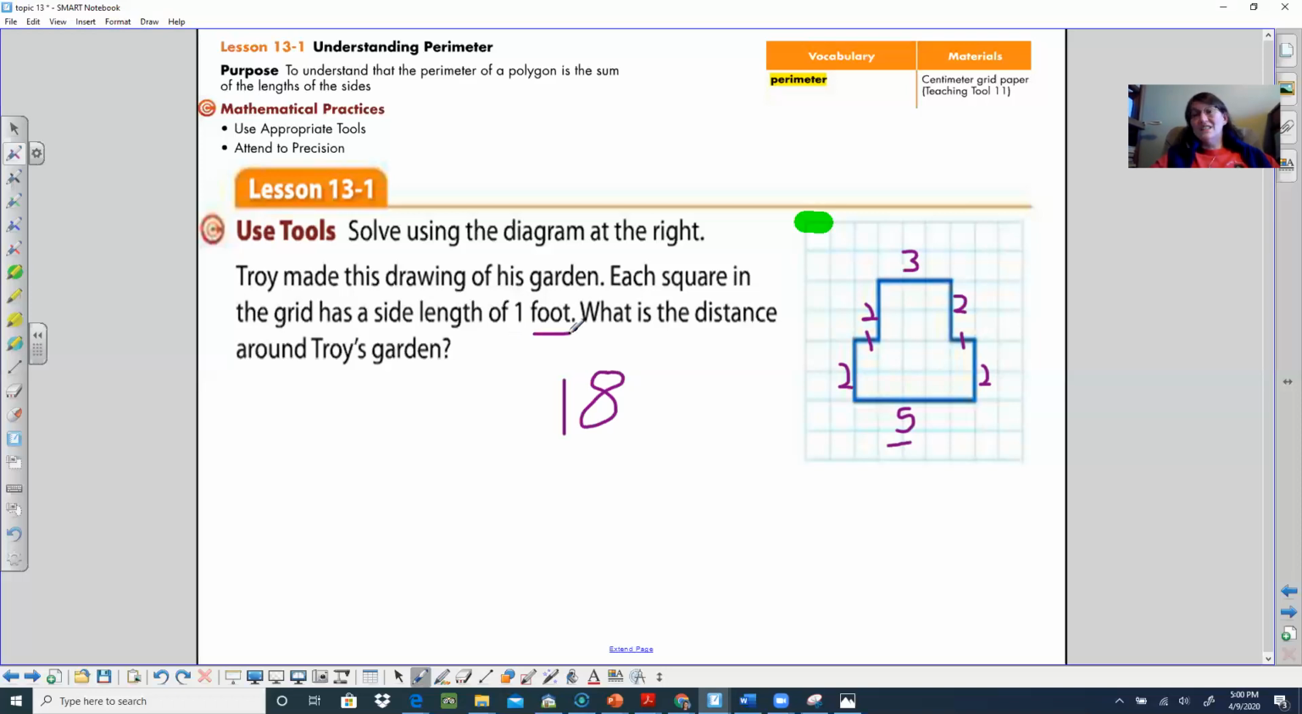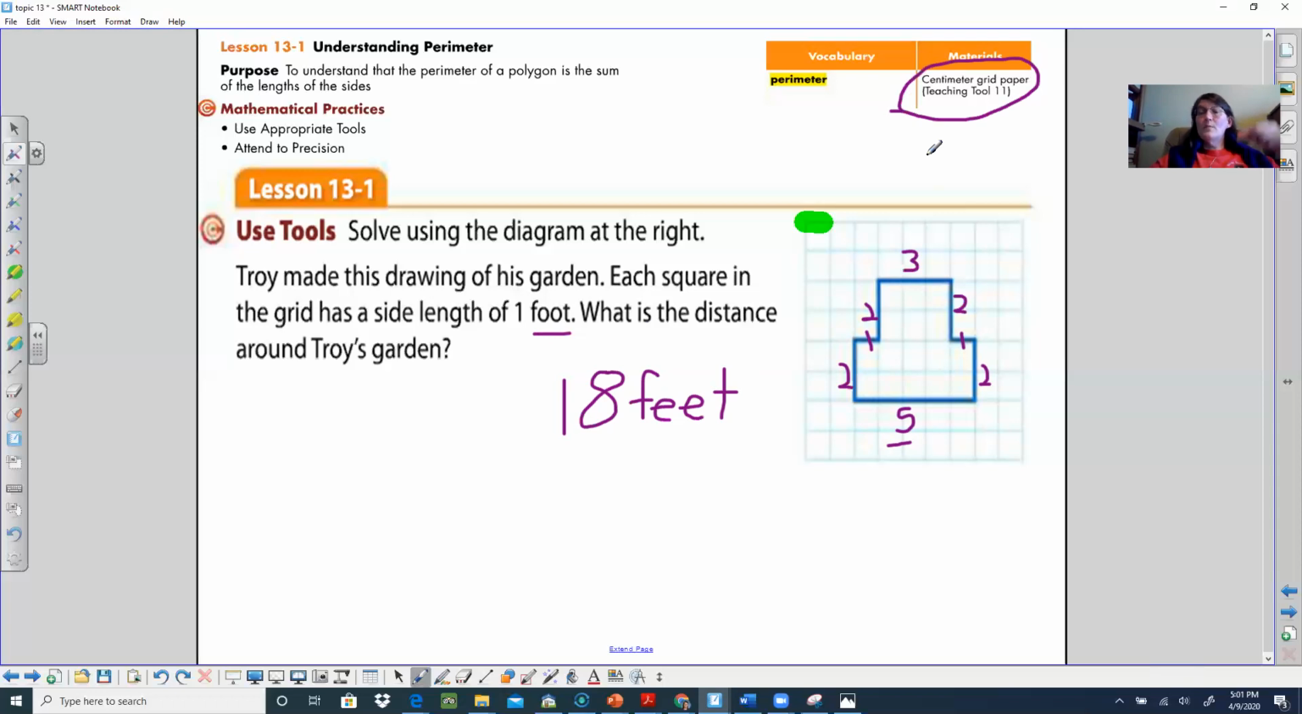wouldn't call it foots, we would call it feet. So this garden has a perimeter or an outside measurement of 18 feet, and I could have abbreviated that with just FT. Okay, you'll notice up here, it says we need centimeter grid paper.